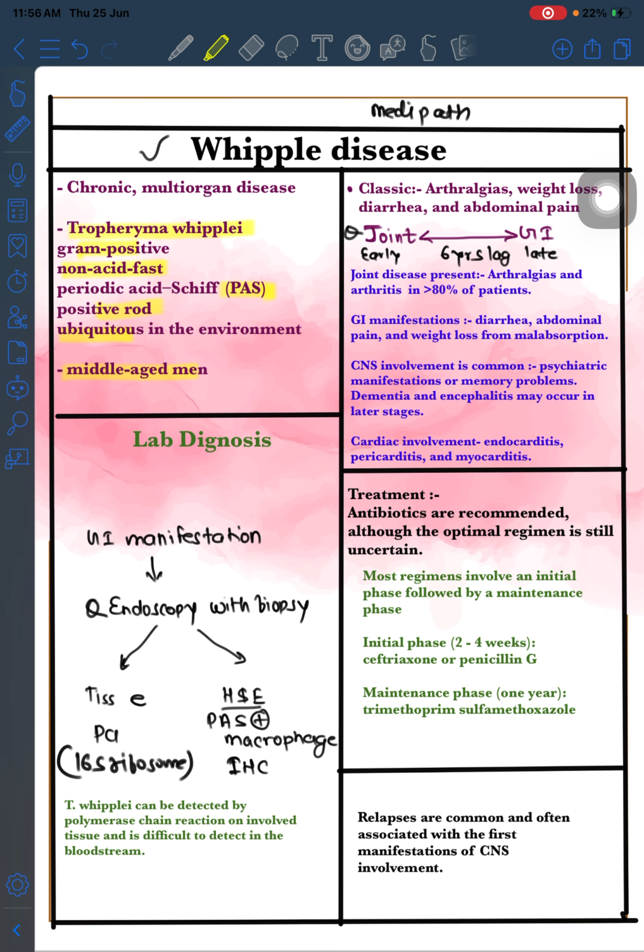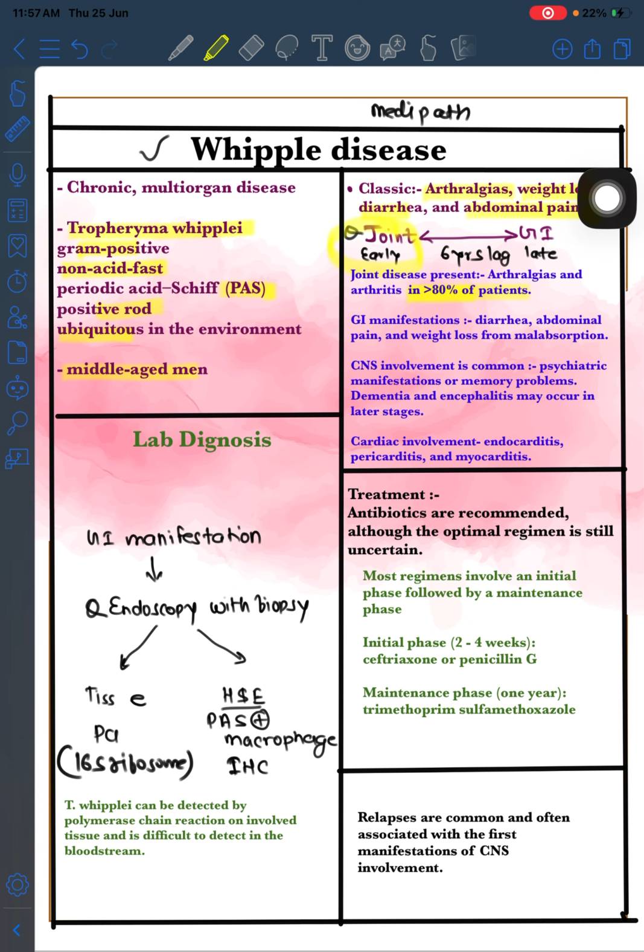The most common symptom of Whipple's disease is arthralgia. This is present in more than 80% of patients. This is also the first symptom of a patient, present early in the disease, as joint pain. But GI symptoms occur after a lag of 6 years, which are weight loss, diarrhea, and abdominal pain.